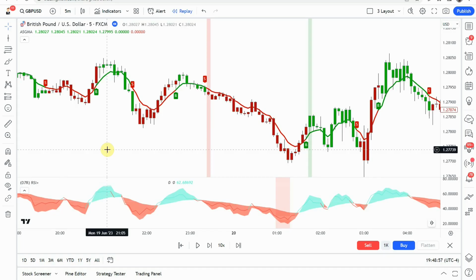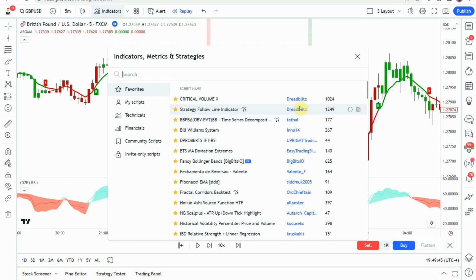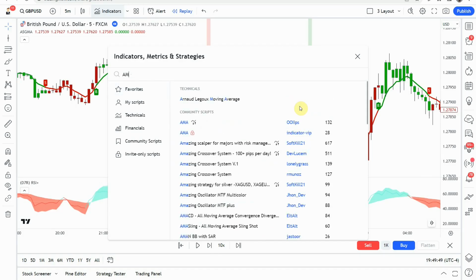And so anyways, back to our strategy here. Let's go ahead and take a look at it. Just because it doesn't win 100% of the time doesn't necessarily mean that it is a bad strategy. So the strategy itself consists of two different indicators. The first indicator we're going to use is going to be the Alma Smooth Gaussian indicator.